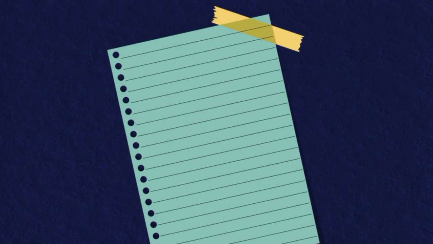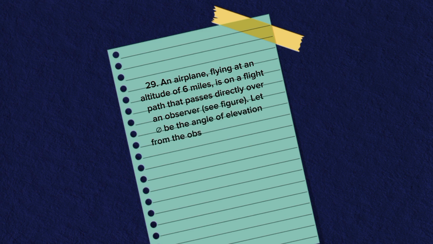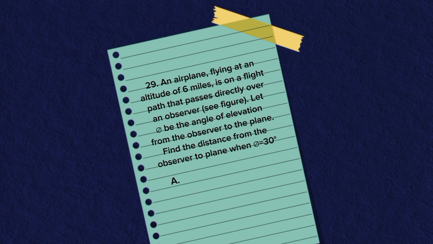Number 29. An airplane is flying at an altitude of 6 miles on a flight path that passes directly over an observer. Let theta be the angle of elevation from the observer to the plane. Find the distance from the observer to the plane when theta is equal to 30 degrees. Letter A, 12 miles. Letter B, 6 miles. Letter C, 6.9 miles. Or letter D, 12.9 miles.